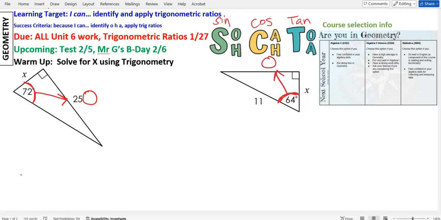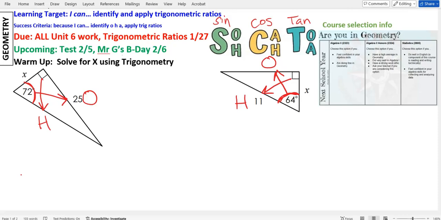Now the next thing you want to label is the hypotenuse, H. Does everyone know the H is across from the 90? From the 90, arrow straight across, that's going to be your H. So now I got OH, OH.